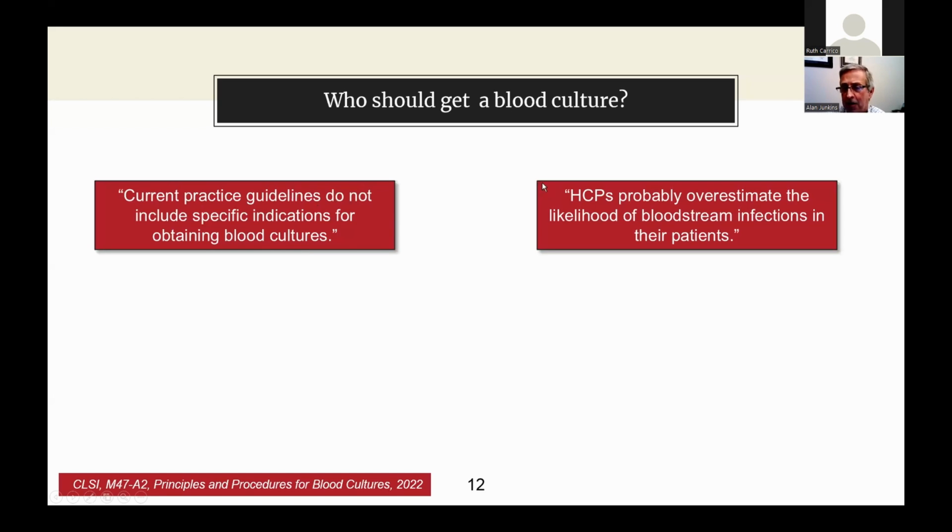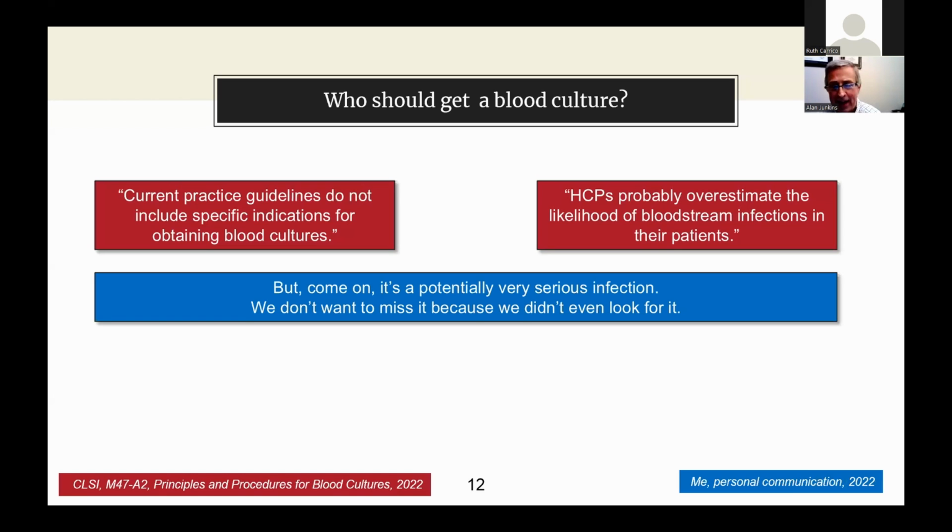They also state that healthcare practitioners probably overestimate the likelihood of bloodstream infections in their patients. What they're saying is that there's a lot of people who get blood cultures where there's really a very low likelihood that there's going to be sepsis involved. So we're kind of over ordering.